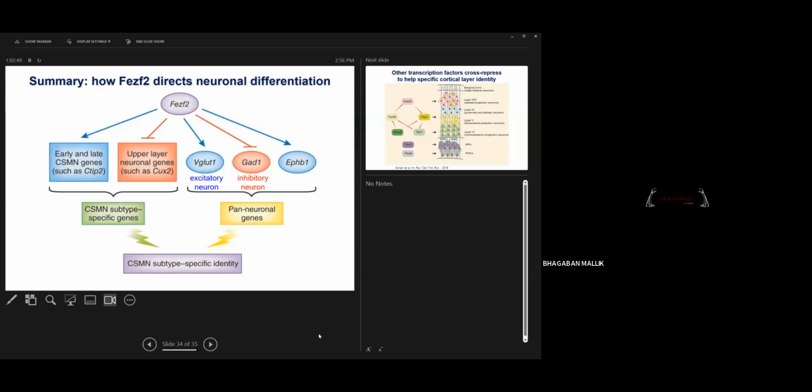So he is showing that it is required for the early and late transcription of genes for the corticospinal motor neuron. It also inhibits the other group of neurons for the upper layer. It promotes the V-glut neurons and other neurons. So this is a master transcription factor which regulates different neuronal cell types, the development of neuronal cell types.